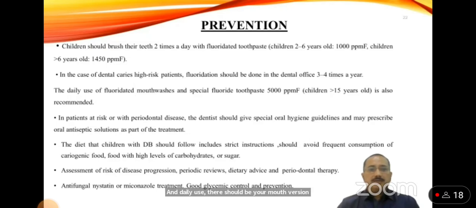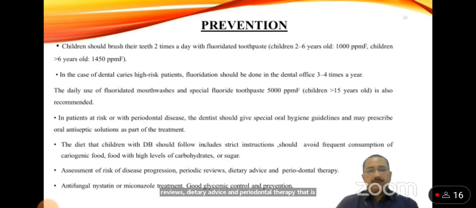In patients at risk with periodontal disease, the dentist should give special oral hygiene guidelines and may prescribe oral antiseptic solutions as part of the treatment. Children with diabetes mellitus should follow strict dietary instructions and avoid frequent consumption of cariogenic food with high levels of carbohydrates or sugars, with assessment of risk of disease progression, periodic reviews, dietary advice, and periodontal therapy. That is also for prevention we can use.